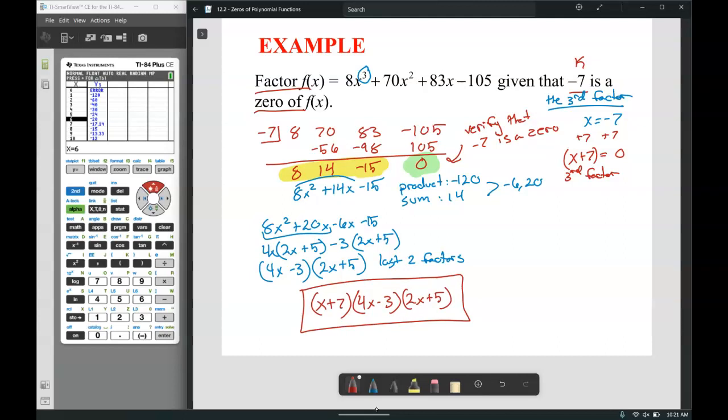Now, given that information, if we also wanted the zeros, we could set each of our factors equal to 0 and solve for them, and we could also identify all three zeros. So make sure that you're paying really close attention to the directions. Sometimes they'll ask for the additional factors. Sometimes they'll ask for all the factors. Make sure you are answering the question and providing the information that needs to be given.